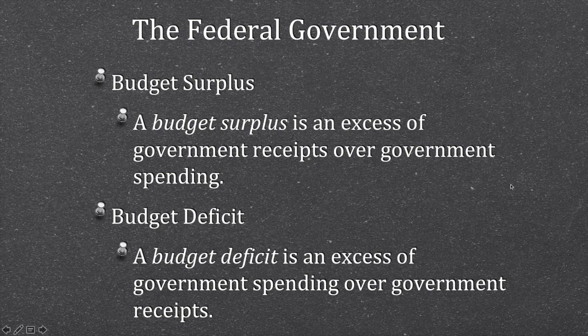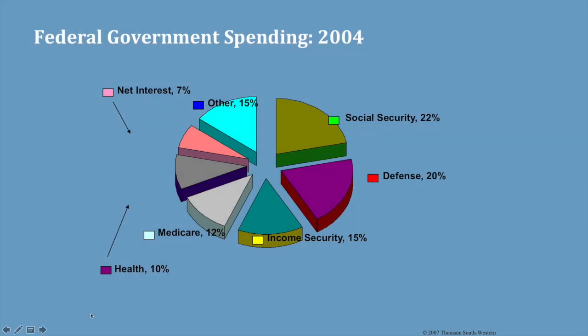Now, when the government spends more money than it actually takes in, that's called a budget deficit. Okay, government spends more than it's taking in. Currently, we are in deficit spending. When the government spends less money than it takes in, that's called a budget surplus. Last time we had a budget surplus was in the late 1990s. This chart breaks down government spending. This is 2004. Currently, Social Security spending has fallen as a percent of government spending, so it's about 21%, and defense has gone up 1% to 21%, so those two are actually about even right now.